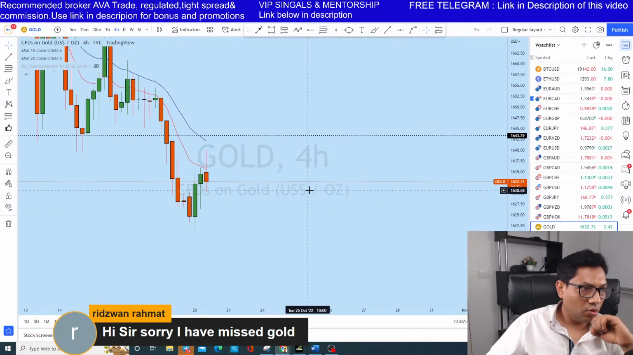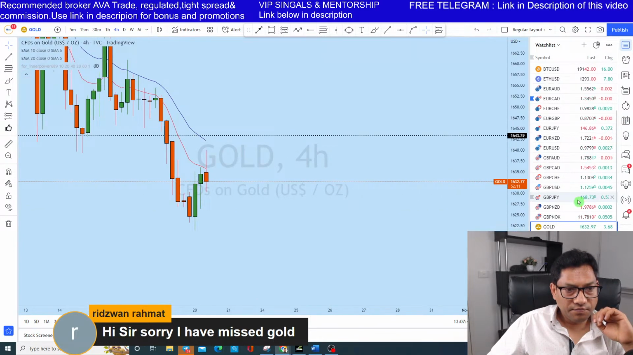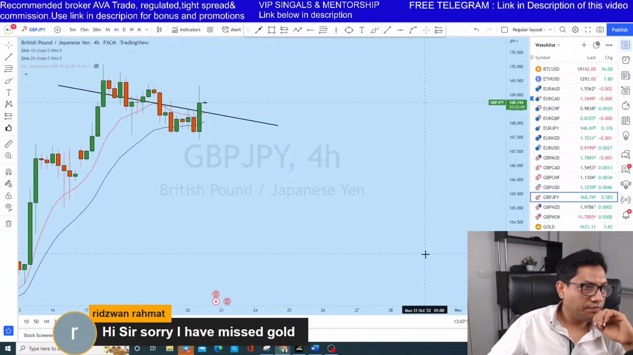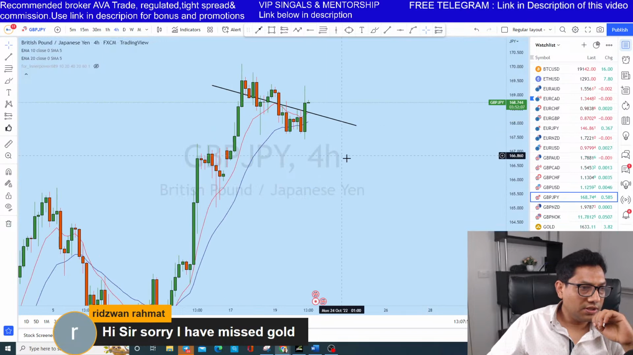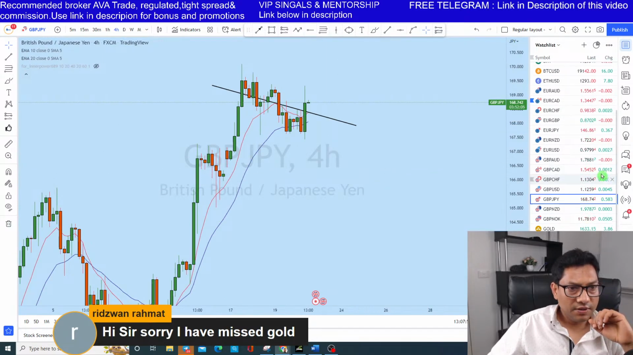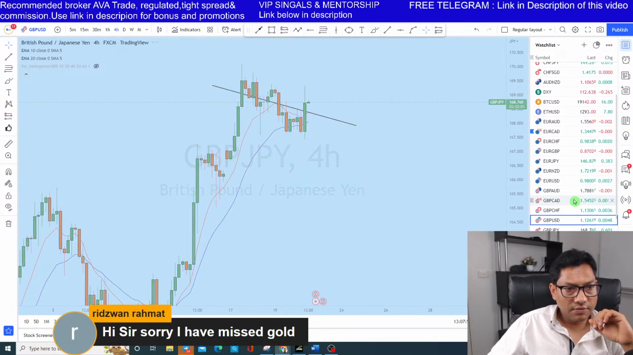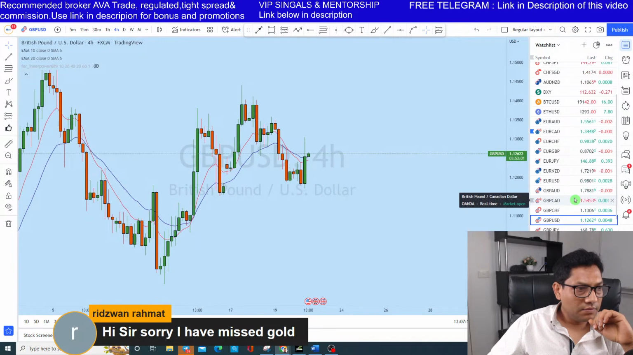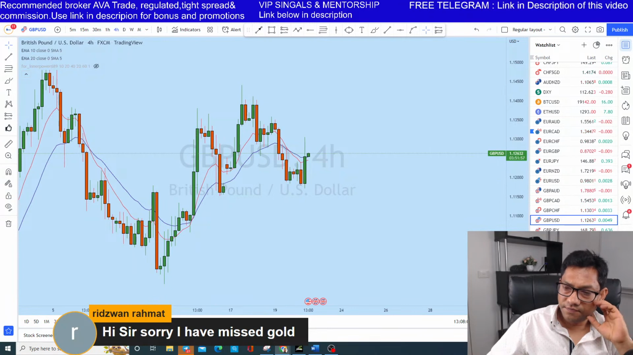As I mentioned, gold is rejecting to the downside for this move. I think all this liquidity gets GJ. Okay, let me look at the chat.